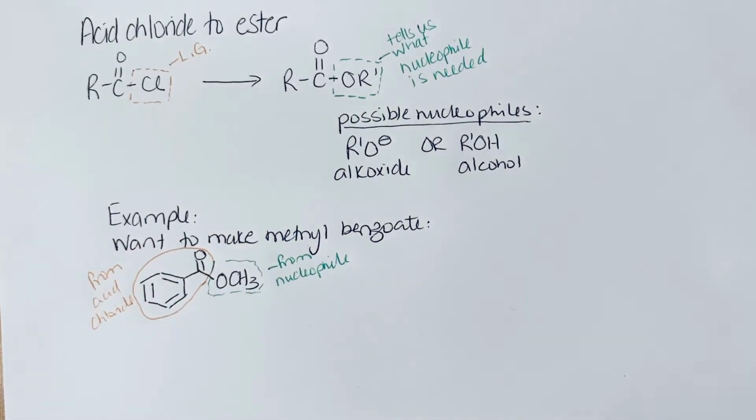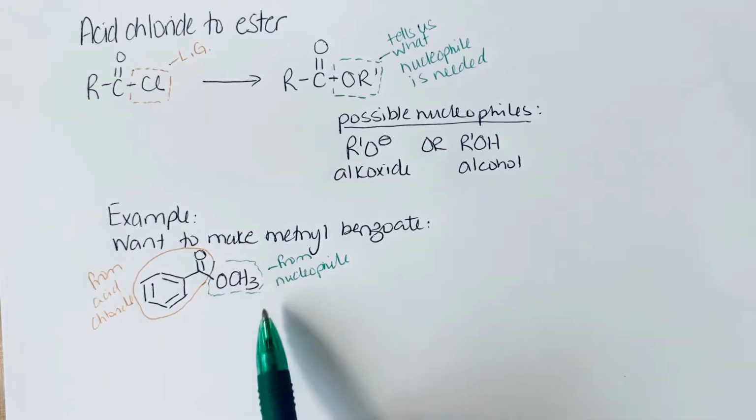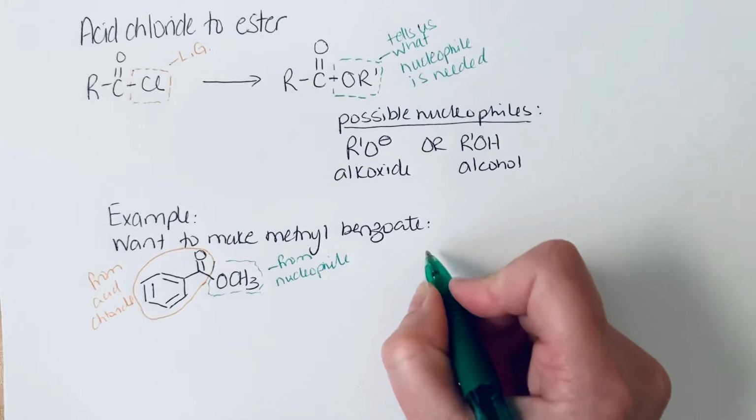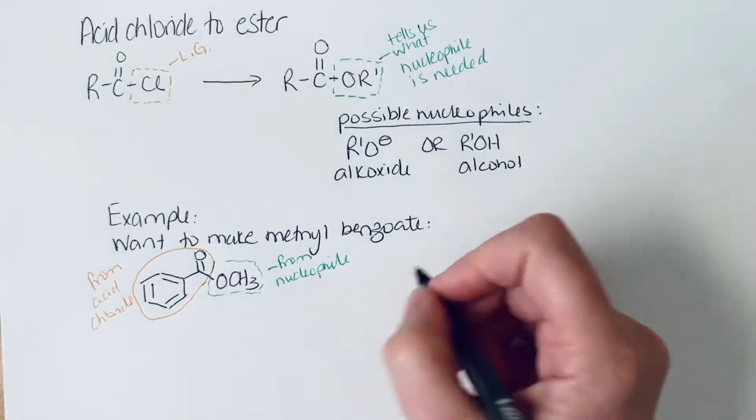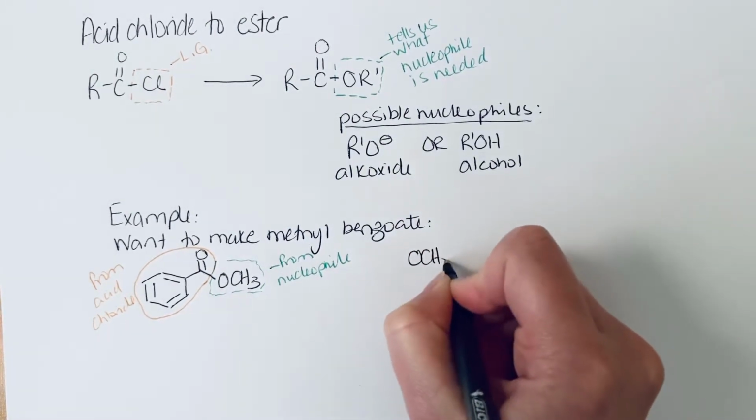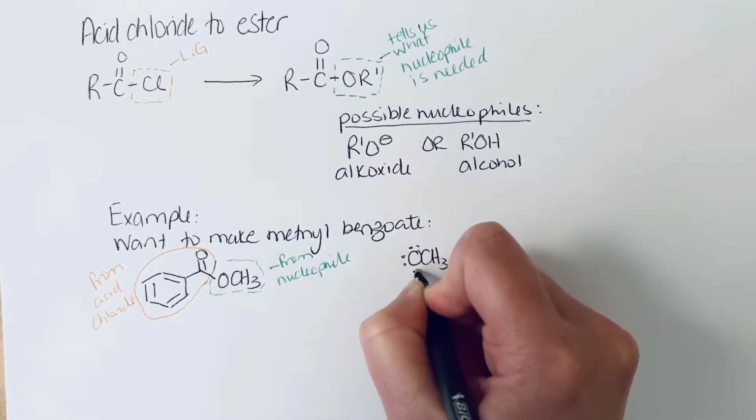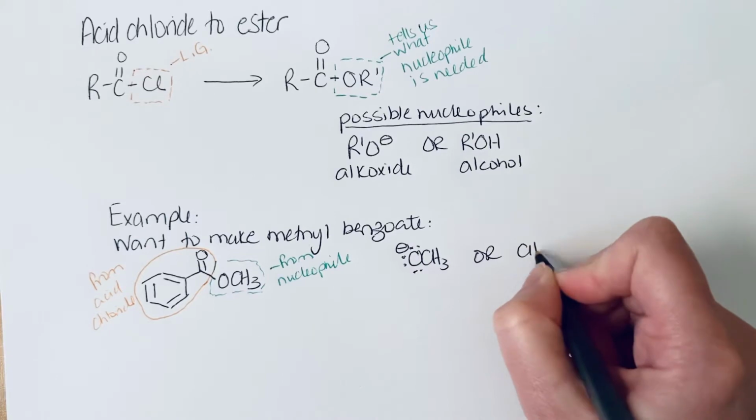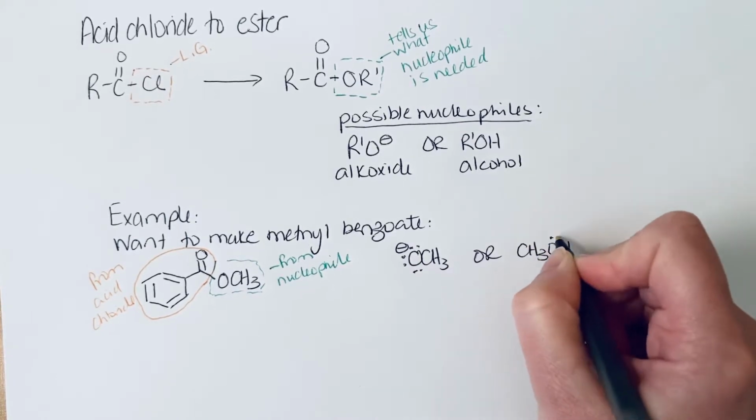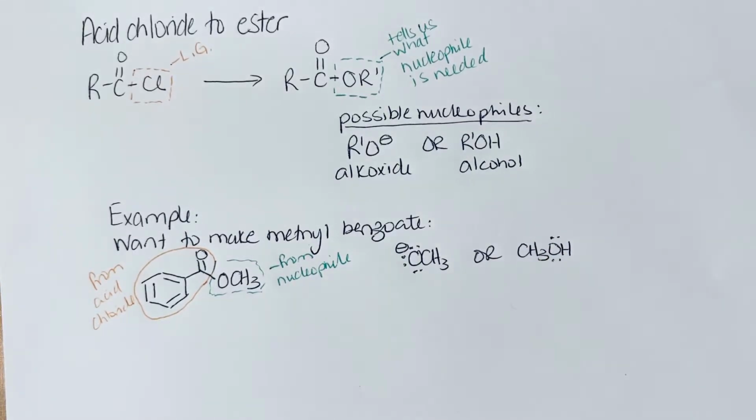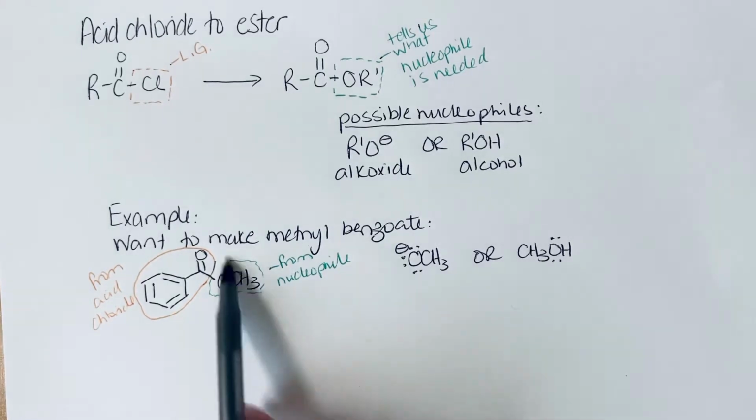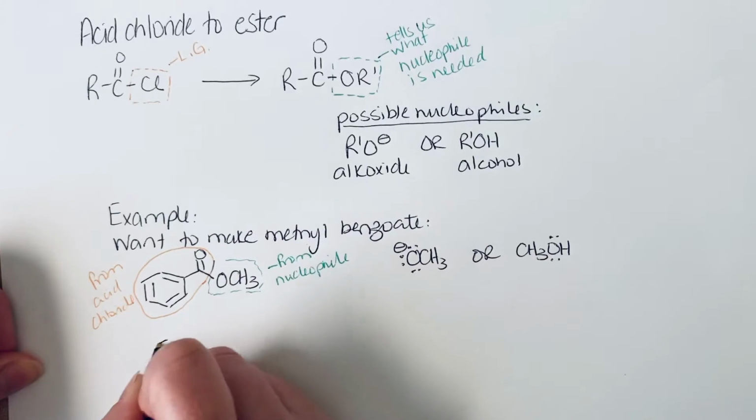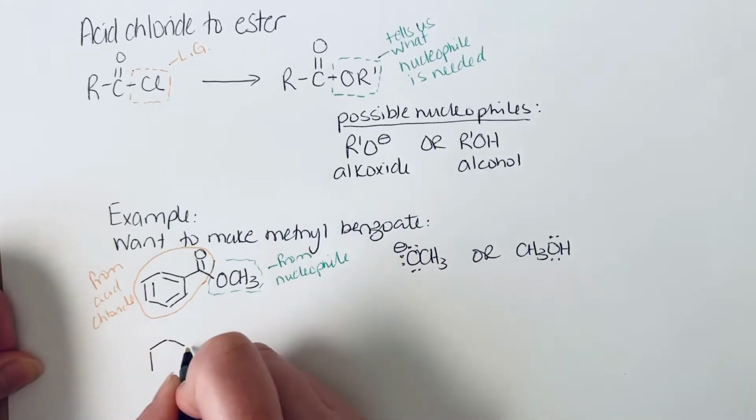Okay, so looking at our nucleophile options, if it's a methyl ester we want, then we could use either methoxide or we could use the neutral alcohol methanol. So those are our 2 options. And the acid chloride is going to have to contain this ring. So let's take a look at one example, and we'll use the methoxide first of all.